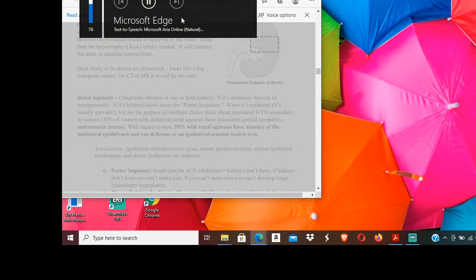Prominent, or hypertrophied, column of Bertin. Normal variant, in which hypertrophied cortical tissue located between the pyramids results in splaying of the sinus. Other than the hypertrophy, it looks totally normal. It will enhance the same as adjacent parenchyma.